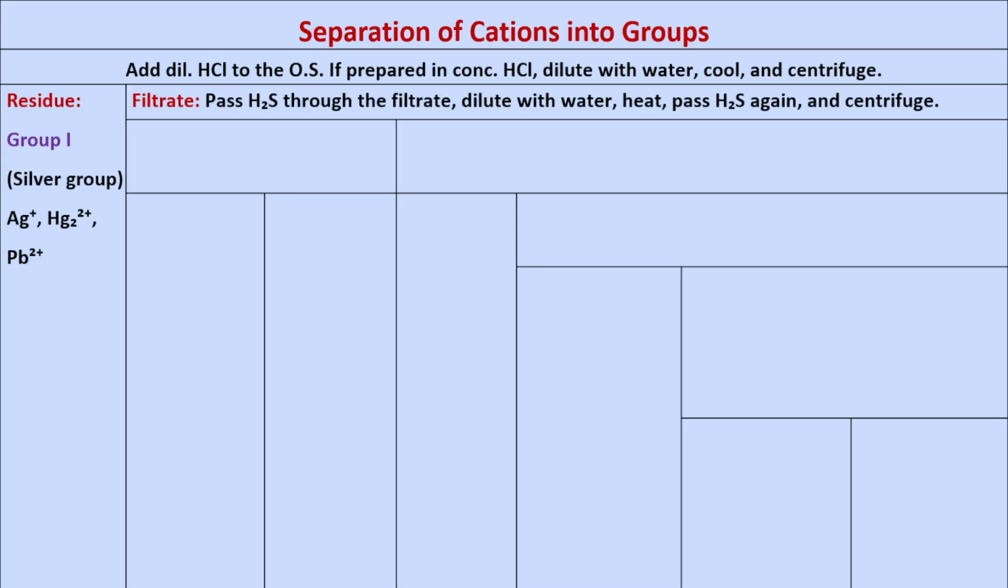Now take the filtrate, that is the liquid part. After removing the group 1 residue, pass hydrogen sulfide gas through this filtrate while it is diluted with water. Then heat it slightly and again pass H2S gas. Once you see no further precipitation, centrifuge the mixture. The residue now contains group 2 cations. Meanwhile, the filtrate contains the remaining cations, group 3 to group 6.